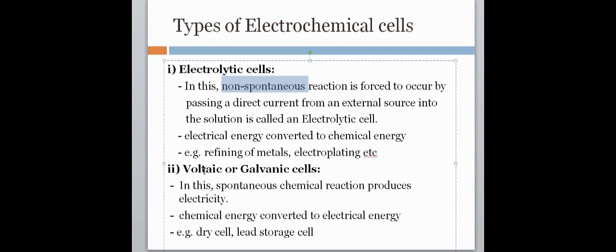What about voltaic or galvanic cells? It does the other way around. It converts chemical energy into electrical energy. So here it's a spontaneous process. In this, an existing chemical reaction produces electricity. For example, dry cell, lead storage cell. All these are voltaic or galvanic cells. Especially your Eveready batteries, all those cells are use-and-throw cells, isn't it? So what happens exactly over there is it produces electricity.